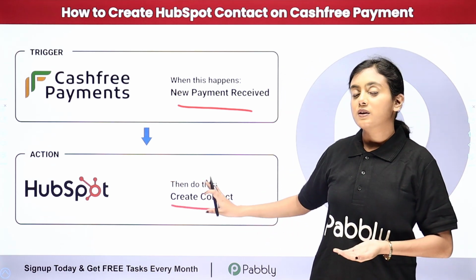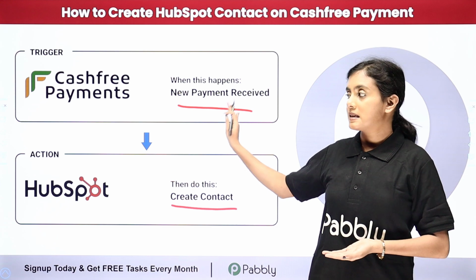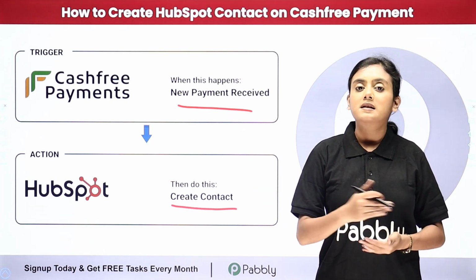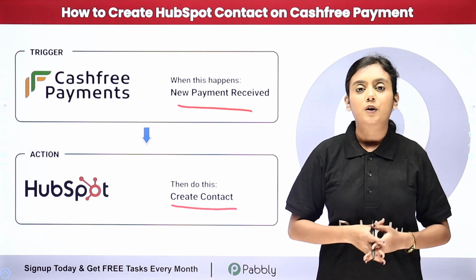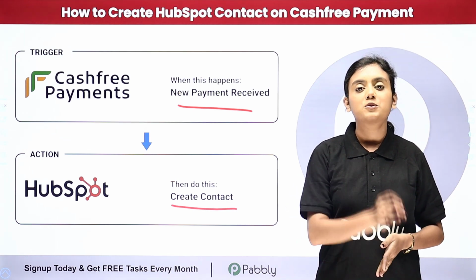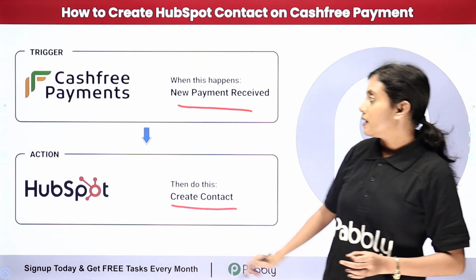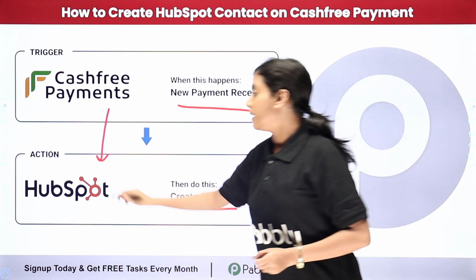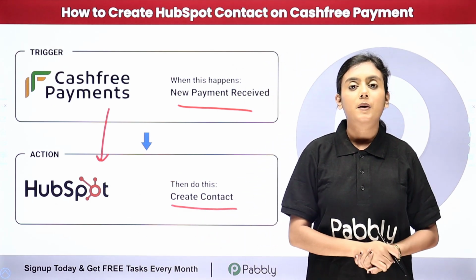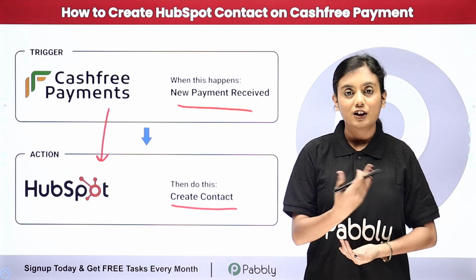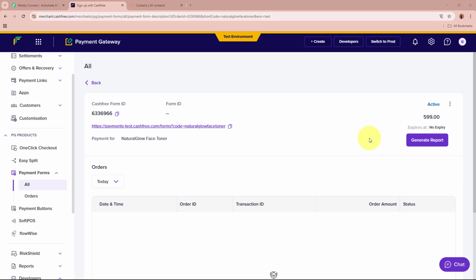Now, creating these contacts manually after a new payment is done is very time consuming. So what I've done is I've simply automated this entire process with the help of Pabbly Connect, which is an amazing automation and integration software. And in this automation, I'm going to build a connection between Cashfree and HubSpot with the help of it. So if you also want to learn about this amazing automation process step by step, for that let me take you to my screen.